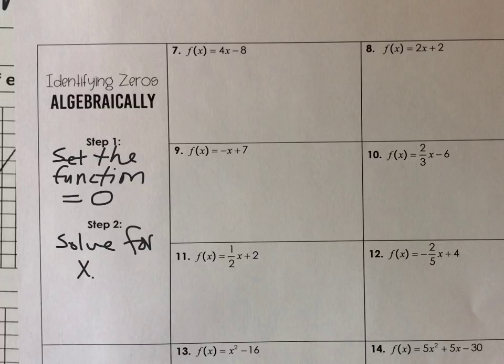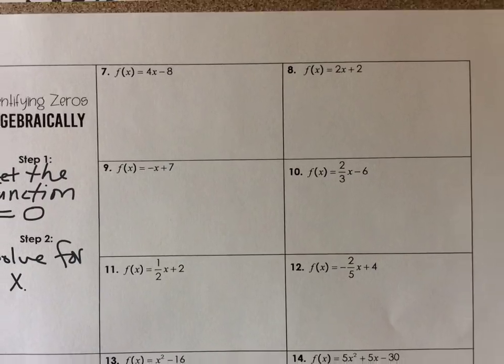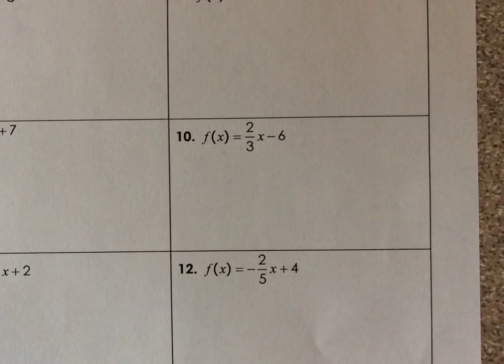Alright, let's do one of these together. Everybody loves fractions, so let's do number 10. We want to set that equal to 0. So instead of f of x, which you know is like the y, we're going to put a 0 there. And then we have 2/3 x minus 6. I have it set equal to 0, so now I just need to add 6 to both sides. I'll get 6 equals 2/3 x.